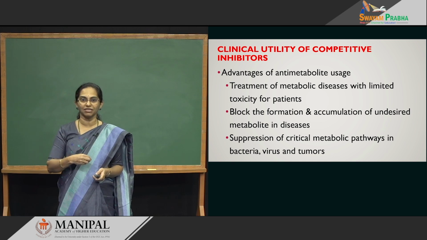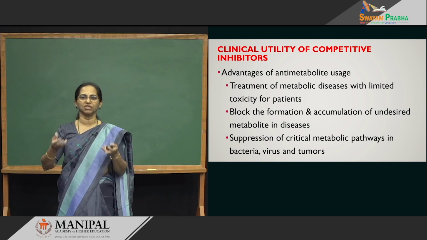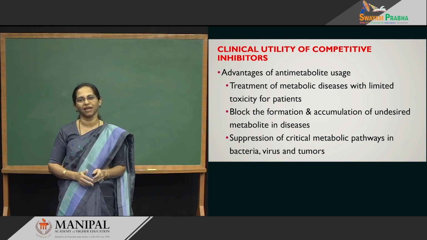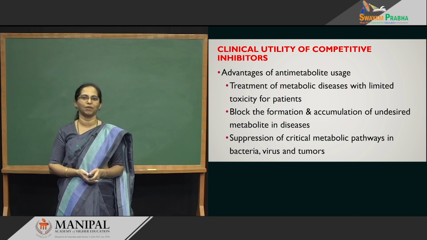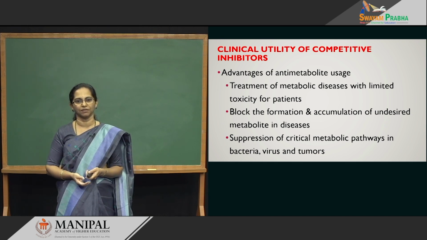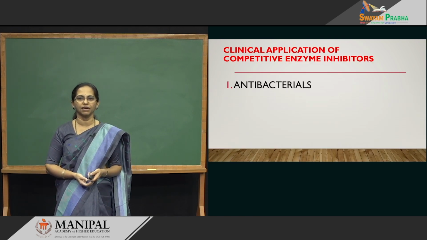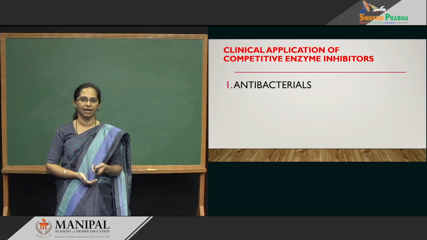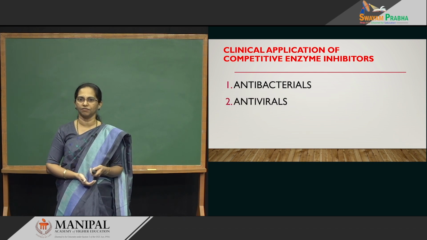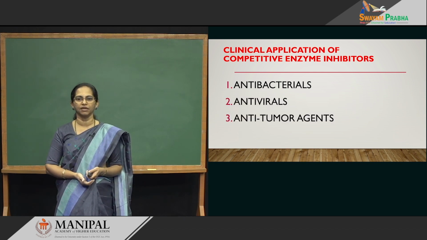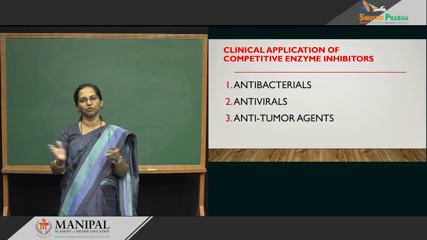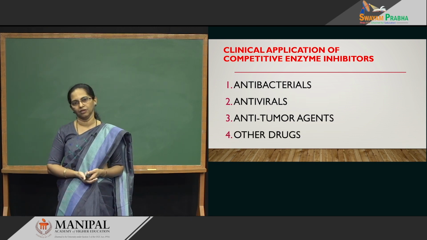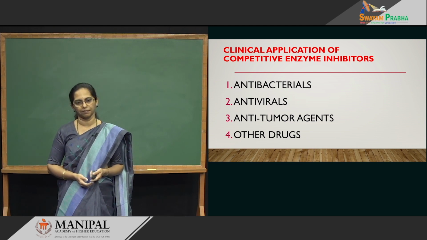You want to kill the virus in your body, not you. Then use the antivirals. You have cancer, use anti-cancer drugs. It will stop cancer progression. So, this is all the application of competitive inhibition. So, let us go further. We have different types of inhibitors used as drugs: antibacterials, antivirals, anti-tumor agents, and there are a few. Let us put them under the other category. So, 4 categories. We will try to give examples and try to understand.